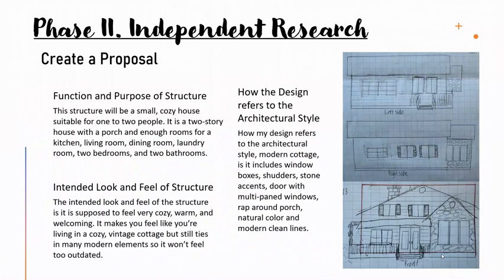Create a proposal. This is where we had to take the architectural design that we researched and the golden mean and incorporate it into an original design, and then put it into a proposal. In the proposal we had to say how it referred to the architectural style, the function and purpose of the structure, and the intended look and feel of the structure. On the right is my design.